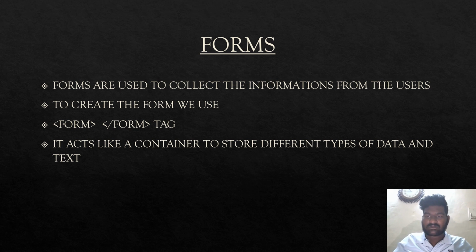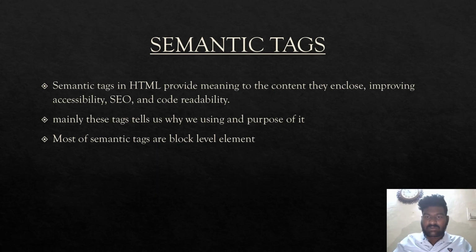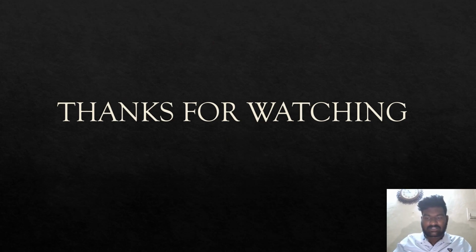Forms are used to collect information from the users. Marquee tags mean we can scroll content, like on Netflix, where movie names continuously scroll at the top of the web page. That scrolling is done by marquee tags. Semantic tags provide meaning and include accessibility and readability. That tells us about semantic tags. Thanks for watching. Thank you.